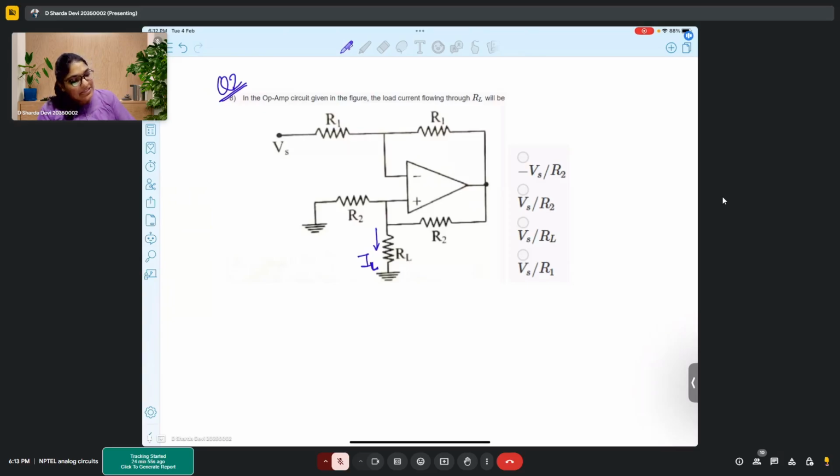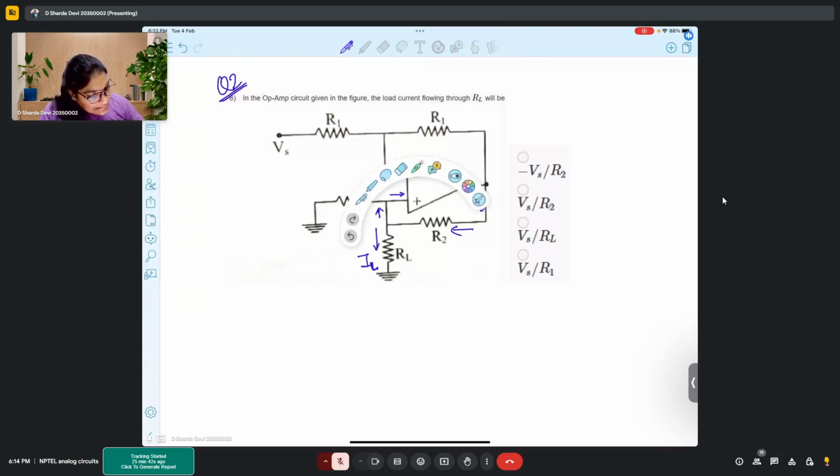The thing is, there must be some current coming from the op-amp's output and this R1. That particular current will flow through R2. That same current will be distributed among RL and R2. Will there be any current going inside? No, right? So considering that there is no current going inside, this is the way we can distribute the currents.